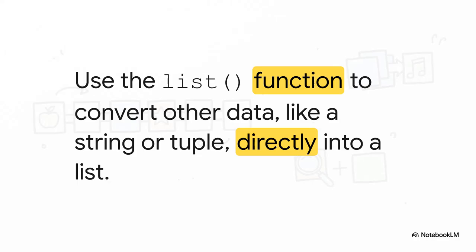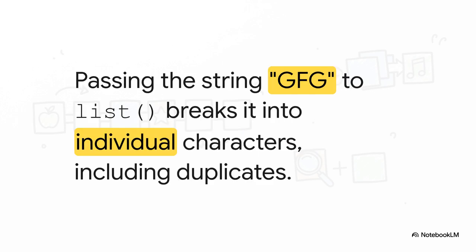Now, another really powerful way to make a list is by using the built-in list function. This thing is a lifesaver when you have something else, like a piece of text, and you need to turn it into a list. And this is a perfect example. We take the string GFG and just hand it over to the list function. What does Python do? It just marches right through that string and creates a new list, with each character getting its own spot. And notice how it keeps both G's? That's because lists don't care about duplicates at all.